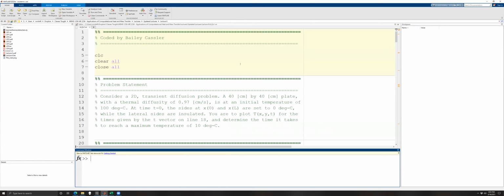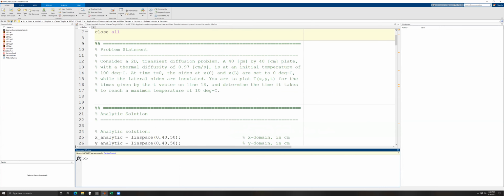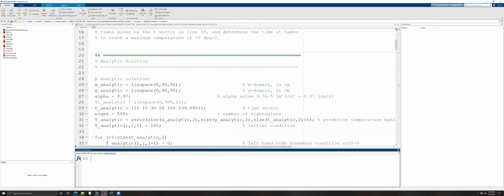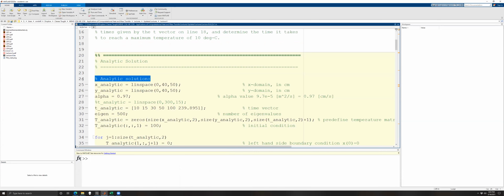I stole Bailey's code once again because she writes code so much nicer than I do. So here is our problem statement. What we have provided, starting on line 24 of your lecture 6 example1.m file, is the analytic solution. We picked an example to run through that you can compare directly to a pretty well accepted mathematical solution.